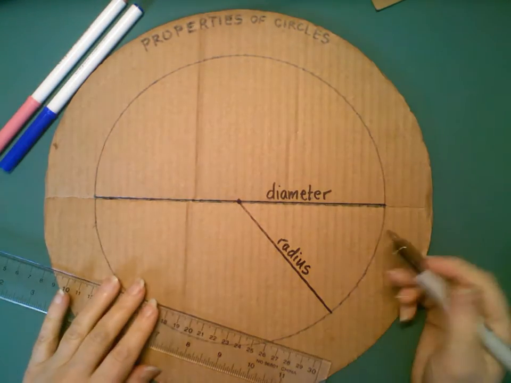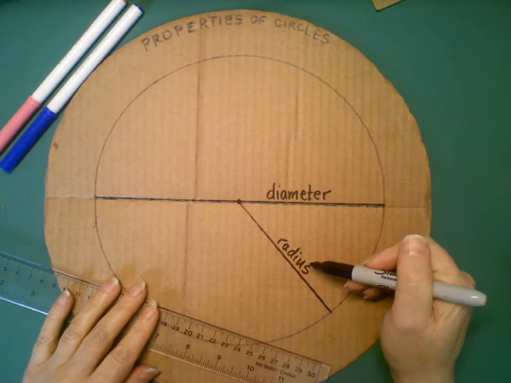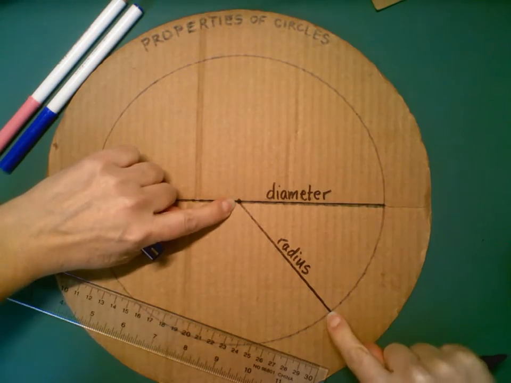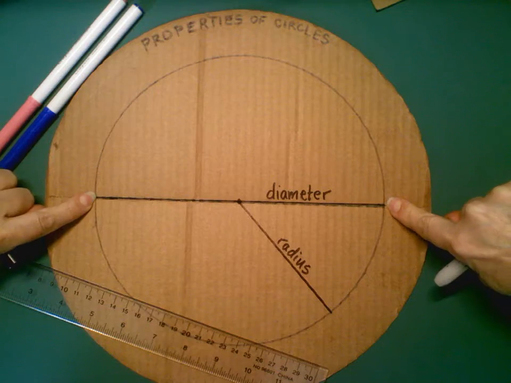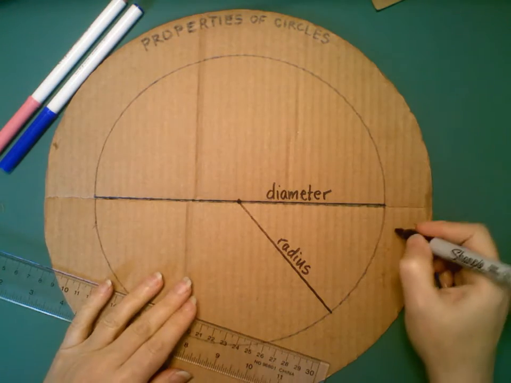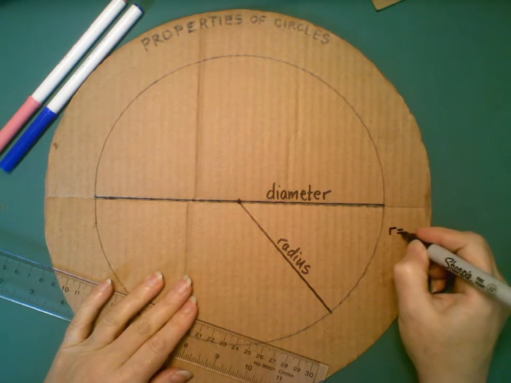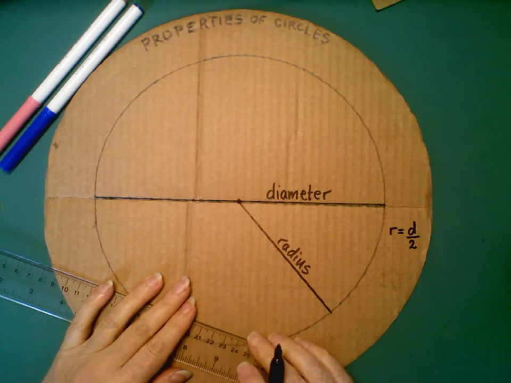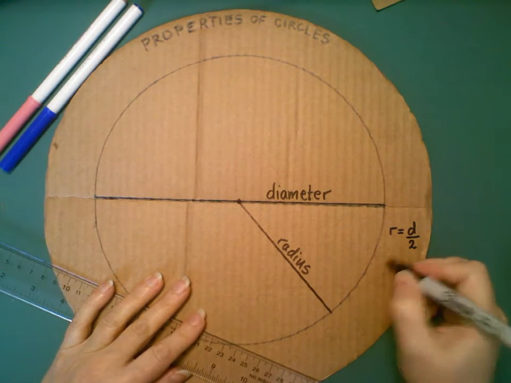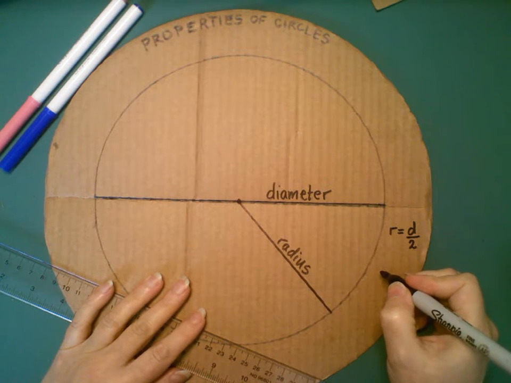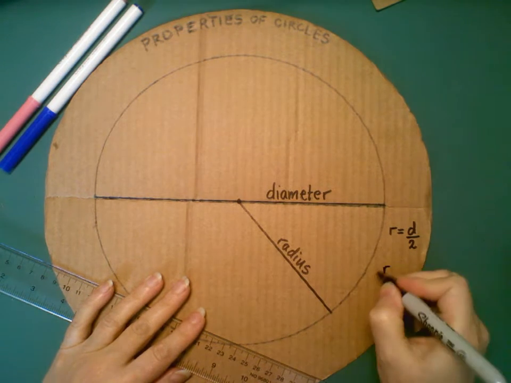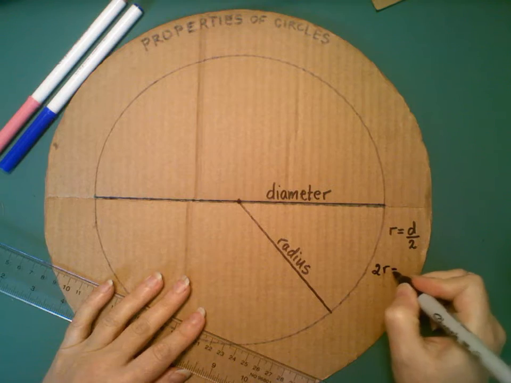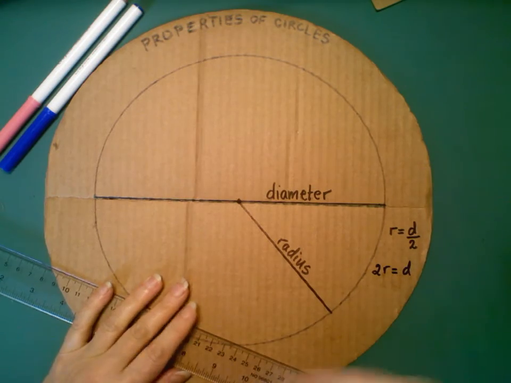And the relationship between these two segments is that the radius is exactly half the length of the diameter. So I can write the radius is the diameter divided by 2. I can also state, if I know what the radius is and I double it, that would be a way to find the length of the diameter.